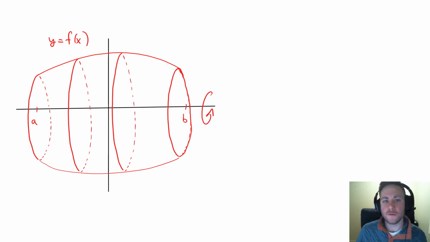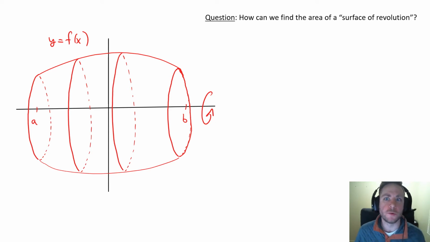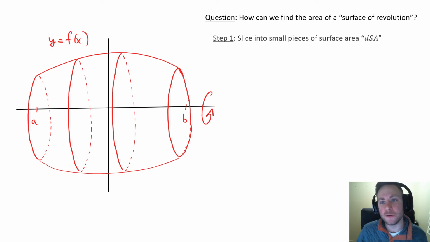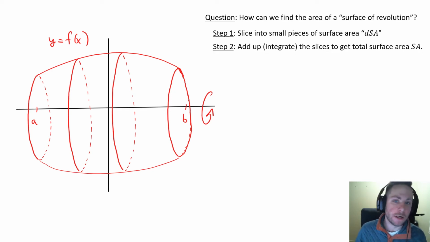When we rotate a curve around an axis like this, we've formed what's called a surface of revolution. And the big question we want to answer is, how do we calculate the surface area of this barrel, or more generally, of any other surface of revolution? Well, this should come as no surprise, but we could approach it by slicing our barrel into small pieces of surface area, which you might call DSA. And after that, you could add up, or in other words, integrate all the slices to get the total surface area, which we'll call SA.